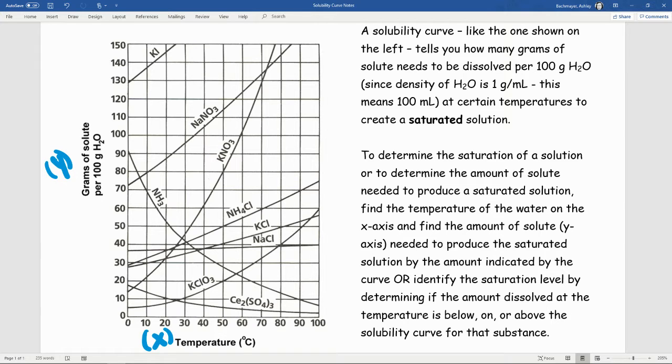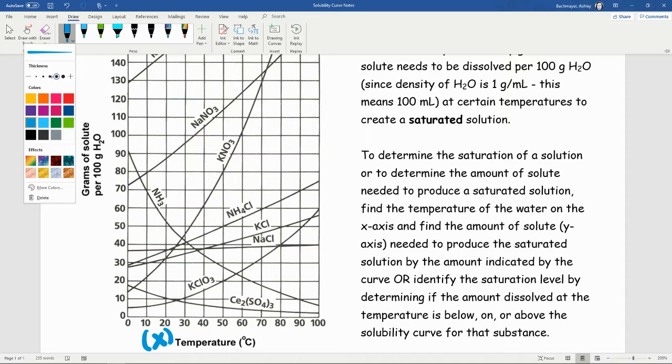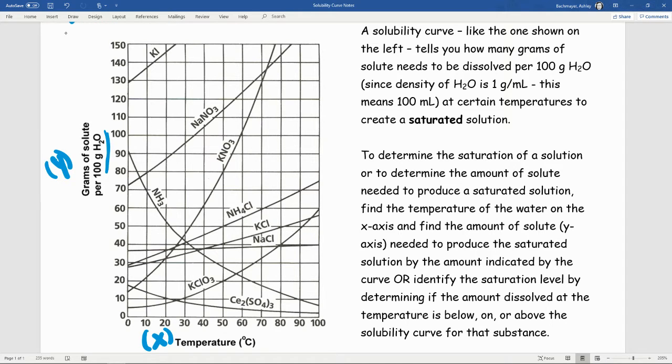So one thing I do want to point out about this 100 grams of water, so that you're not all like, huh? Because we don't usually measure grams of water, is that 100 grams of water is the same thing as 100 milliliters of water, and that is because water has a density of 1 gram per milliliter. So if you have 100 grams, that means you have 100 milliliters. So don't let that confuse you.